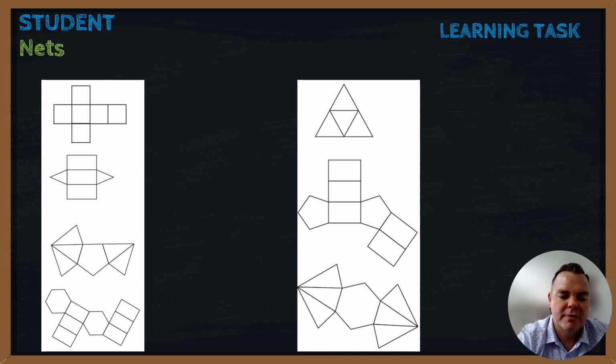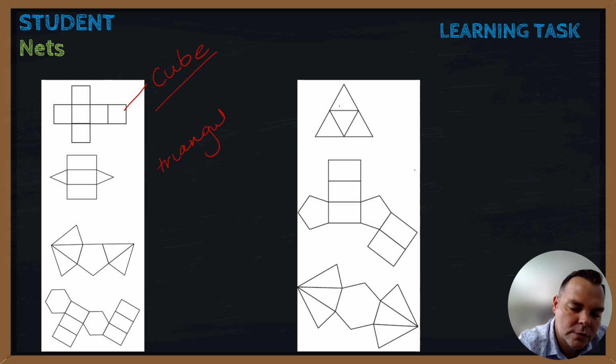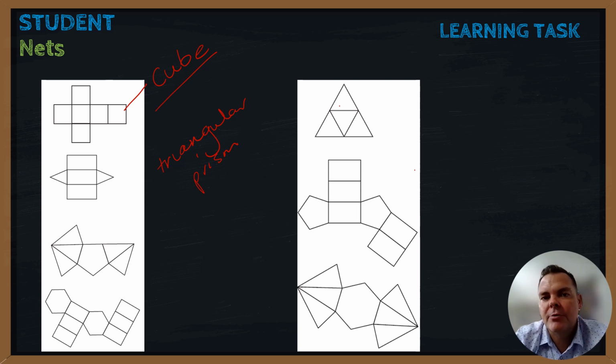So if I take the first one, for instance, this one here, if I was to fold that into its 3D shape, that would give me a cube. And I think most of us by now would have made that shape, okay? Now, can you tell me what the rest of these shapes are? Straight away, I've got a rectangle down the bottom, and I've got triangles on the base. That, my friends, is a triangular prism.